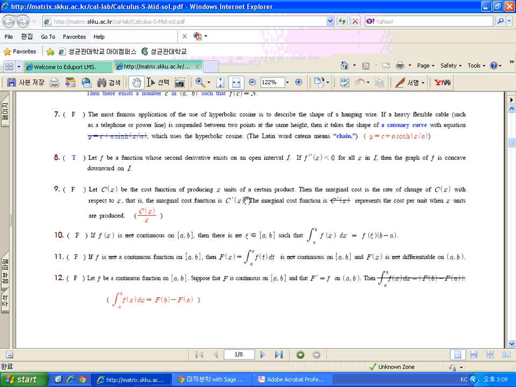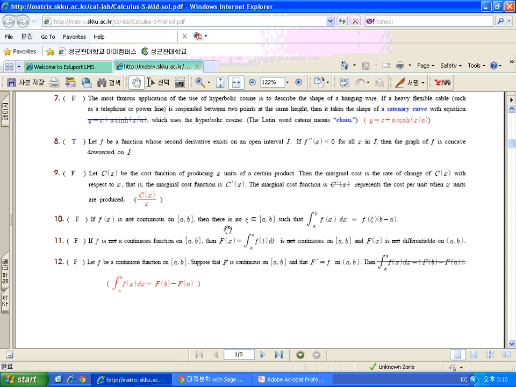Because here the c prime of x was defined as a marginal cost function, but that marginal cost function does not represent the cost per unit. The cost per unit is c over x, total cost divided by the number of the product. That will give us the cost per unit. These may not be the same.